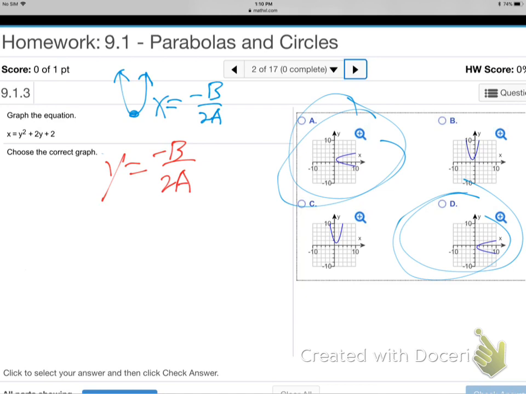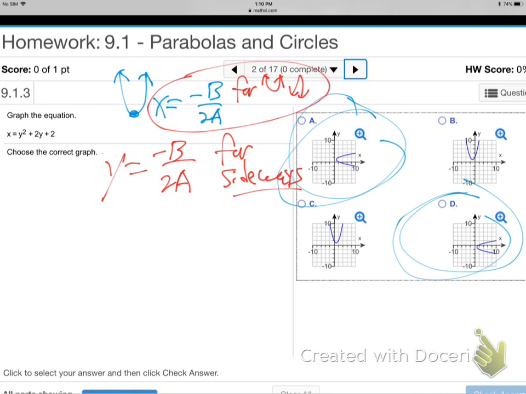Does everybody see that? For sideways. So for the sideways, use this, and use this, the x one, for up or down. So you use x is negative b over 2a for up or down. For the sideways, either direction, left or right, you use y equals negative b over 2a. So you just want to put that right on your full sheet of notes for the final. If they go up or down, it's x is negative b over 2a. If they go right or left, sideways, it's y equals negative b over 2a.